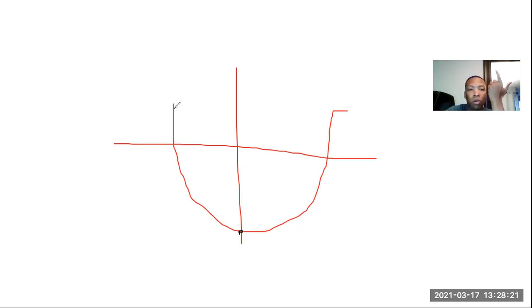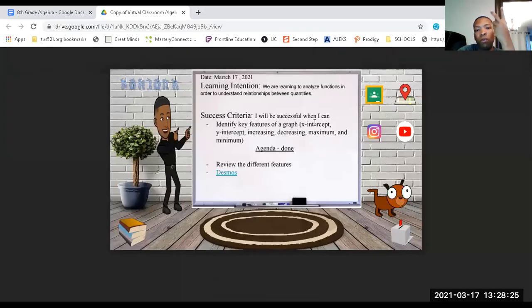What were the other ones? Let's go back to the success criteria. Identifying x-intercept, y-intercept, increasing, decreasing, maximum, minimum, and that's it. All right.